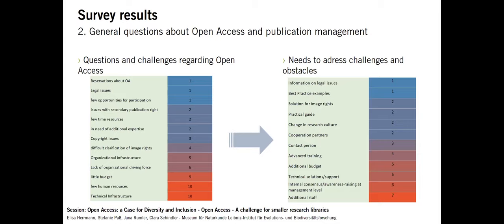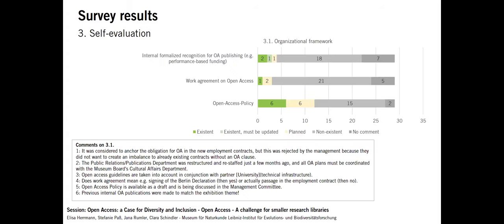What leads us now to the next slide, please. Yeah, okay. What you see here is again a chart, but we also wanted to give you an insight into the personal comments the people gave. To the chart, we asked about the situation, internal formalized recognition for OA publishing, if there are work agreements and OA policies. To sum it up, what you see in gray colors is that there are fewer activities in these three aspects. However, half of the 29 institutions that answered, they have or plan to have an open access policy.